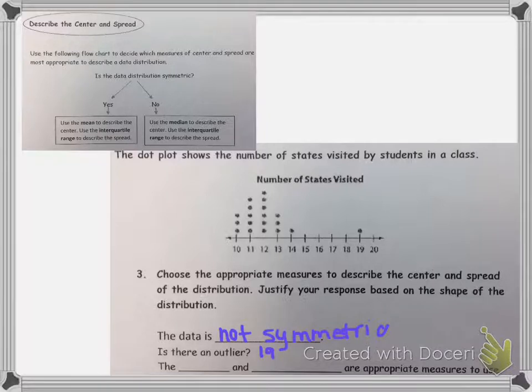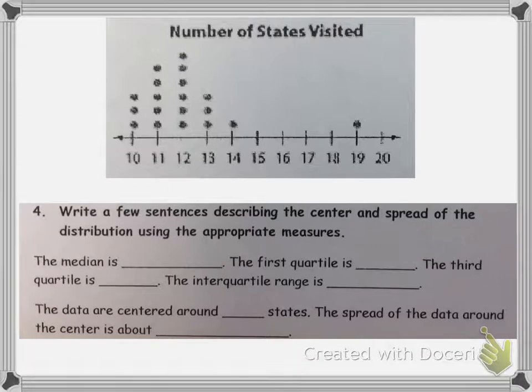So this is where we decide what we're going to use to describe the center. Is it symmetrical? No. So remember, we use this flow chart. No, that means we are going to use the median and the IQR, interquartile range, as appropriate measures to describe the center and spread. So now that we know what we're going to use, we write a few sentences describing the center and spread of the distribution using the appropriate measures. So here I formulated sentences again. This is an example of what you're going to have to come up with on your own in class tomorrow.